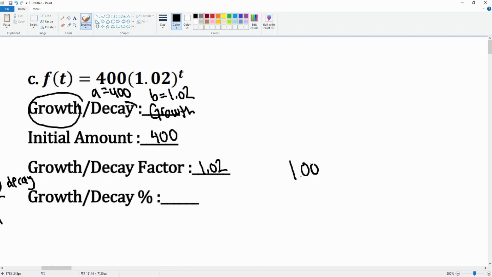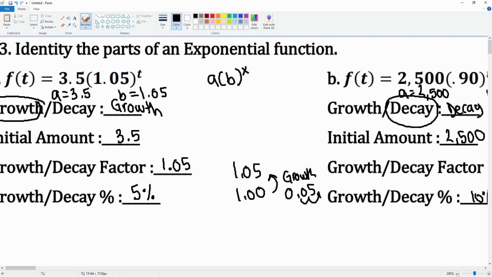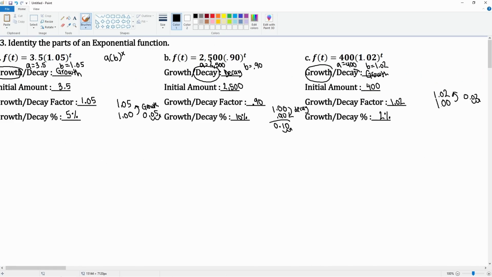So the baseline is 1. It went up to 1.02. This went up how much? 0.02. Move over twice. This becomes 2%. Okay, so there you go. That is how you identify the parts of an exponential function.